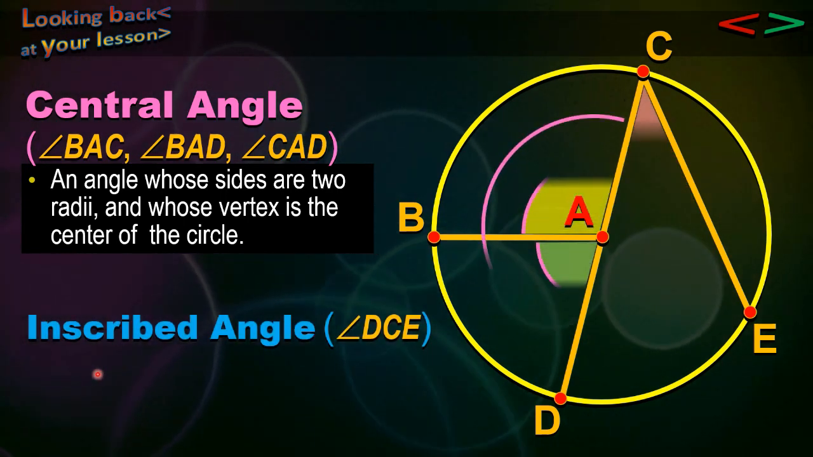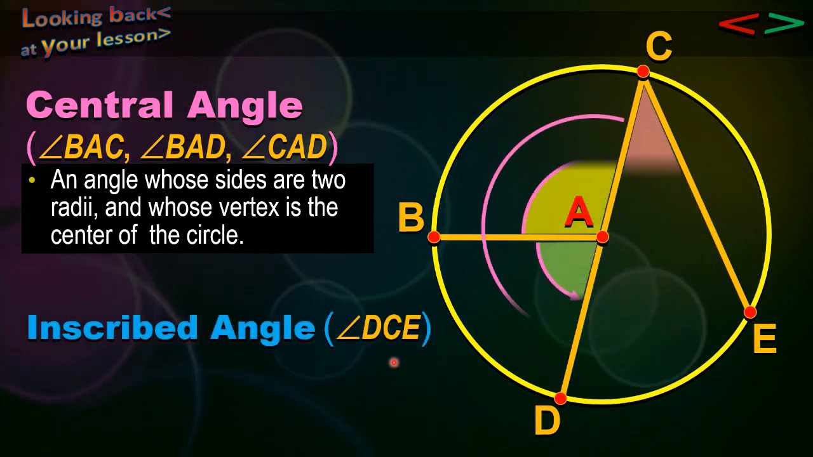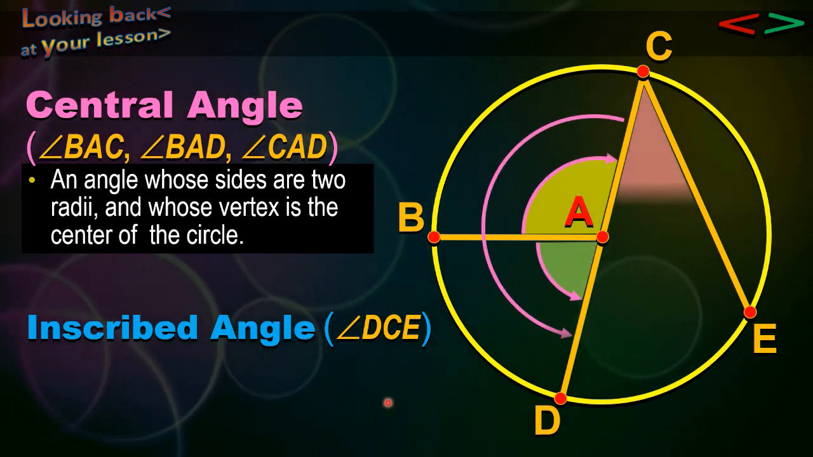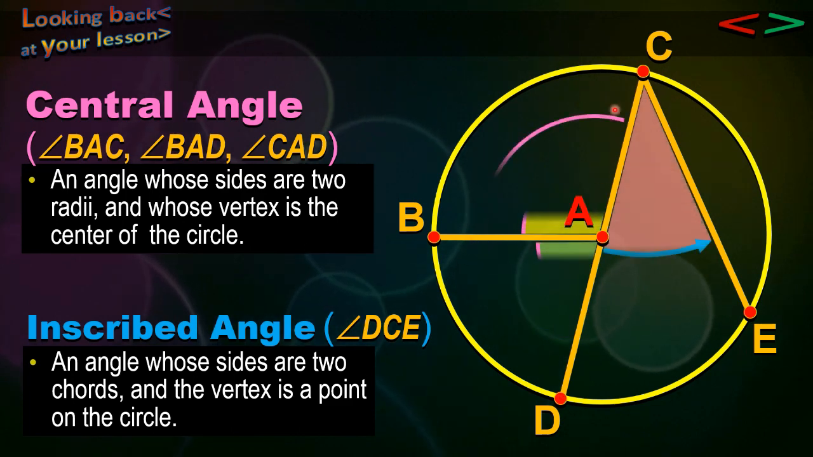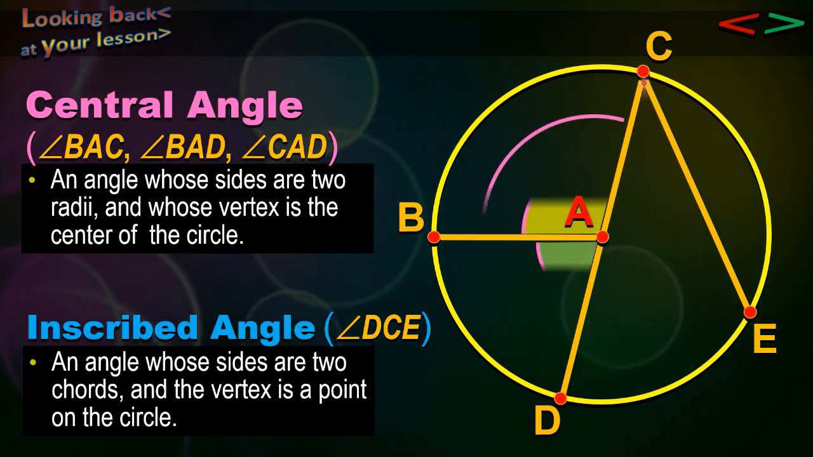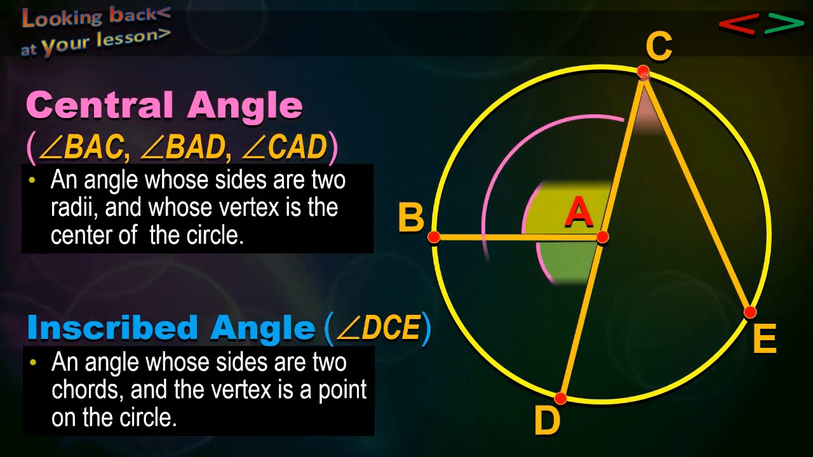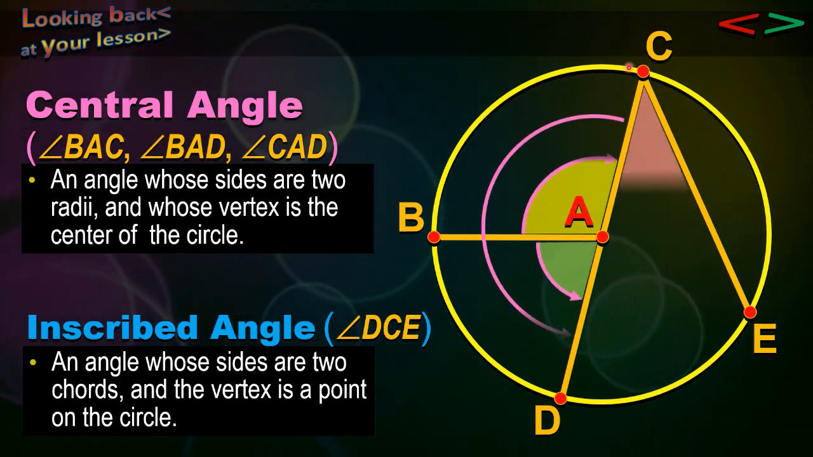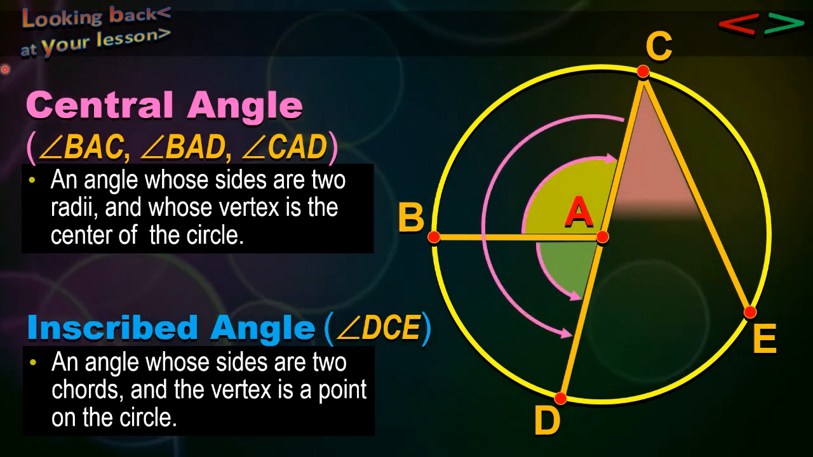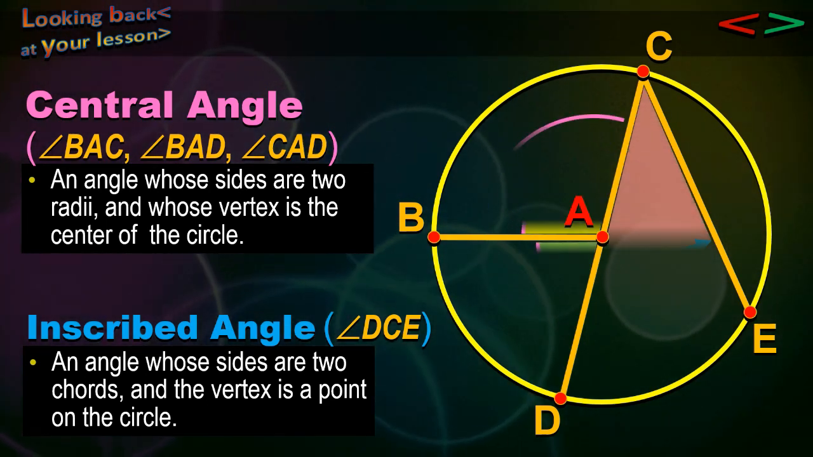Pangalawa ay tinatawag nating inscribed angle. Ano ba ang inscribed angle? Ang inscribed angle ay binubuo ng dalawang chord at ang angle nito or vertex ay nasa circle. So, angle DCE is an example of an inscribed angle.